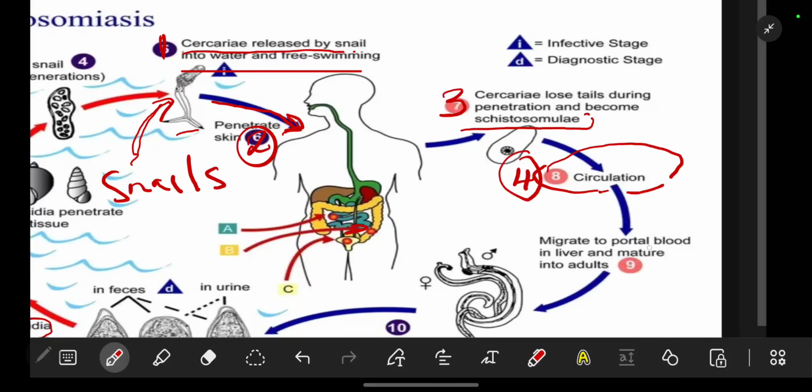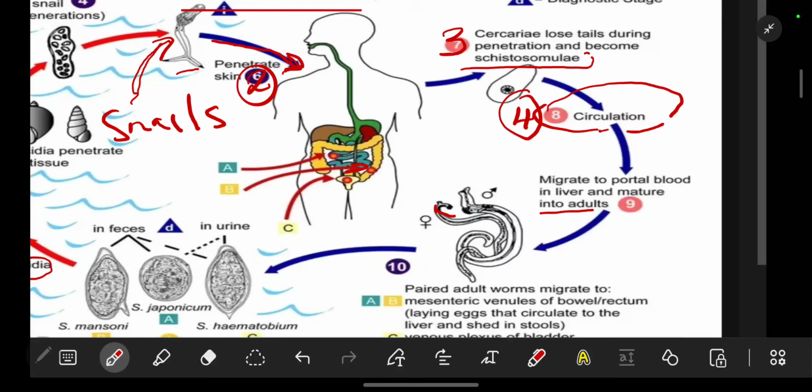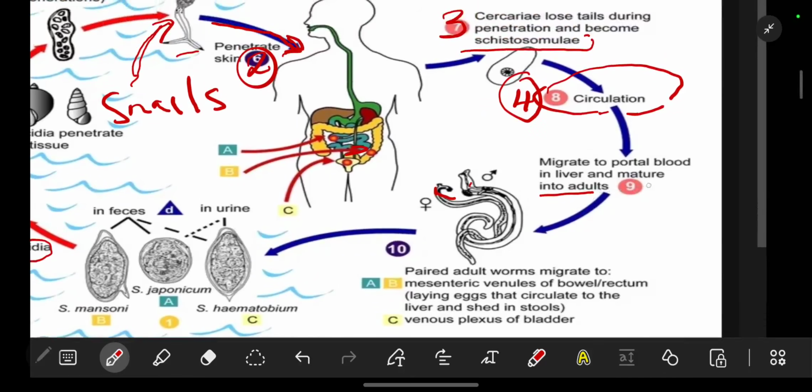So it will be able to migrate to the liver and mature into adults. As you can see, the male and the female like that. Then as they mature, this whole thing is our number 4. Then our number 5 will be that a pair of worms move to the rectum and bladder. So these will be able to move to the rectum and to the bladder. So the rectum and the bladder.